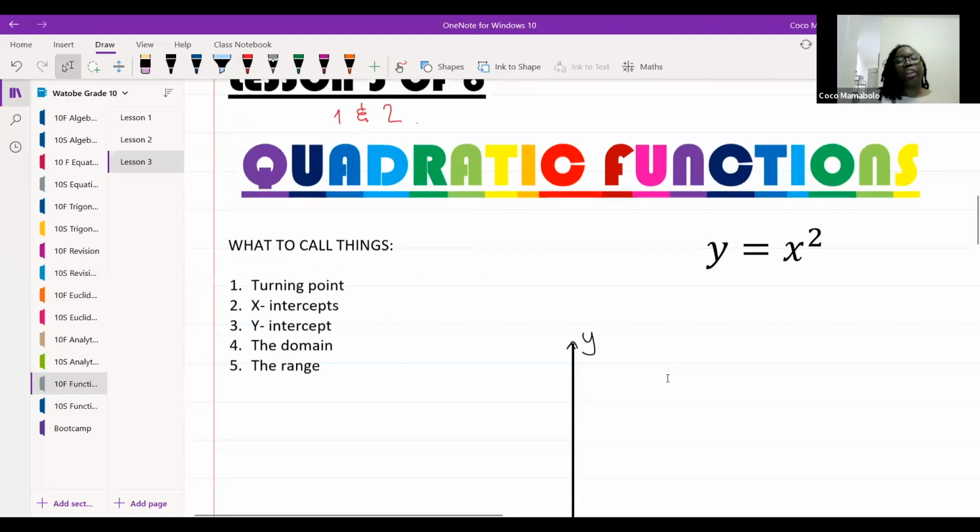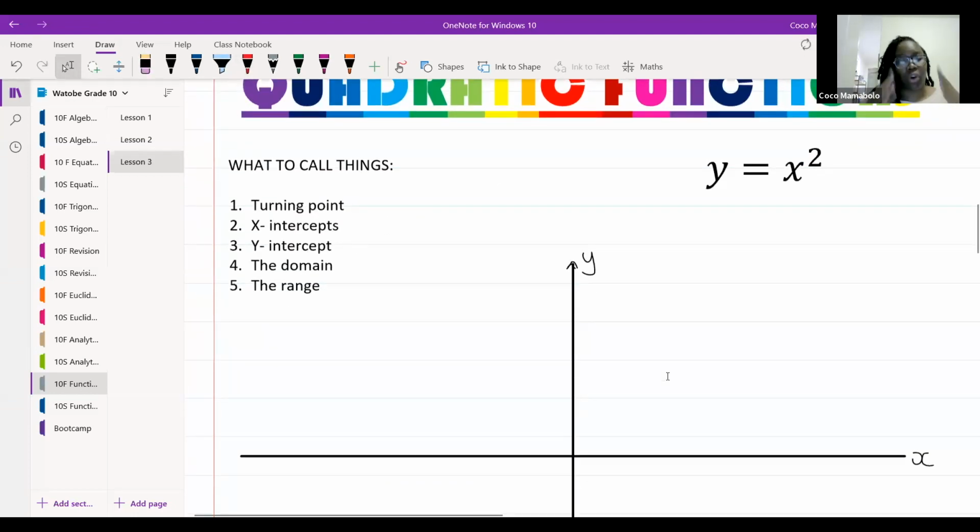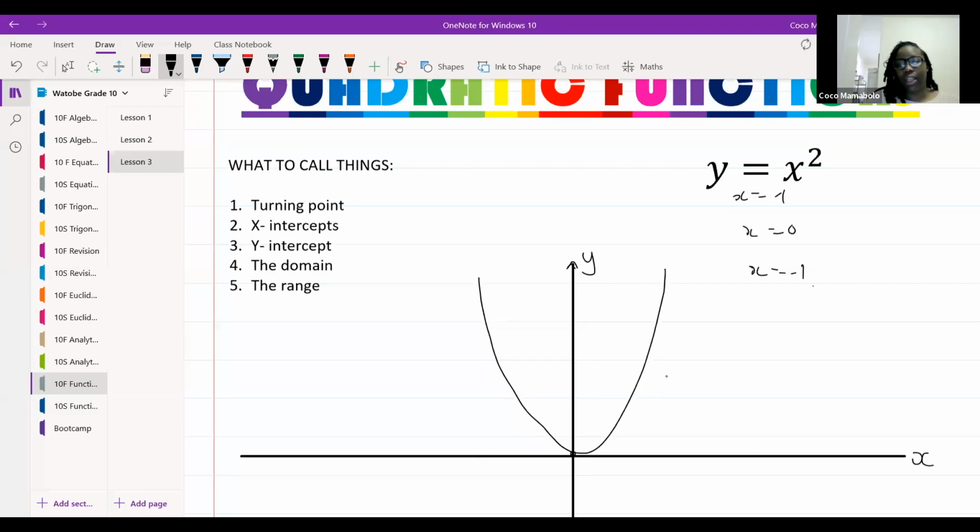Now, today we're going to be learning a little bit about what these kinds of things are called, because there are certain things that happen on a graph that we need to know the names of. They're very, very important. If we had to sketch the function y is equal to x squared, I would do the same thing I tell you guys to do all the time: x is equal to 1, x is equal to 0, and x is equal to -1. We would take these 3 points and our parabola would look like this.